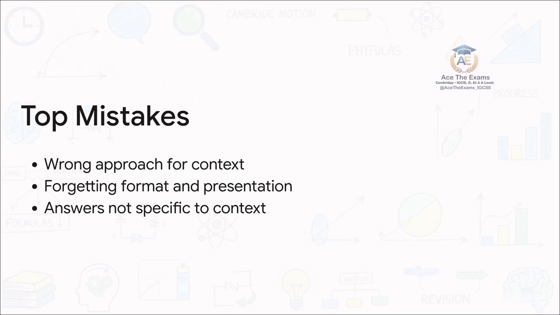Number 3, answers are not specific to the context given. Let's do another quick interactive challenge right now. I'm going to read a sentence, you find the flaw. Ready? The sun generates energy by converting hydrogen to helium, releasing heat which travels to Earth. What's wrong with that? The flaw is a complete lack of specific context. A Cambridge examiner wants to see the terms nuclear fusion, electromagnetic radiation, and infrared. Generic, middle school answers receive generic, low marks. You must anchor your physics knowledge to the precise terminology demanded by the prompt.